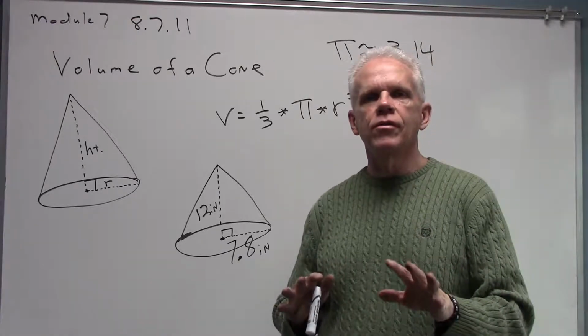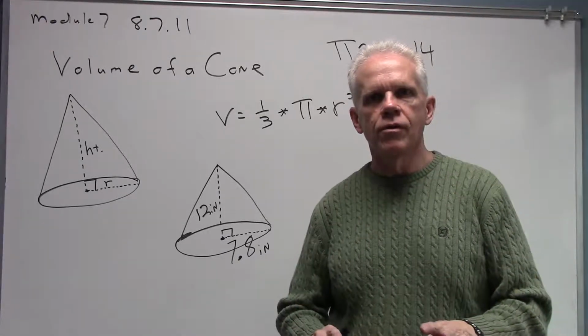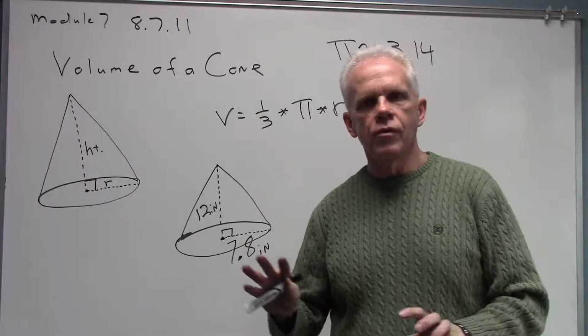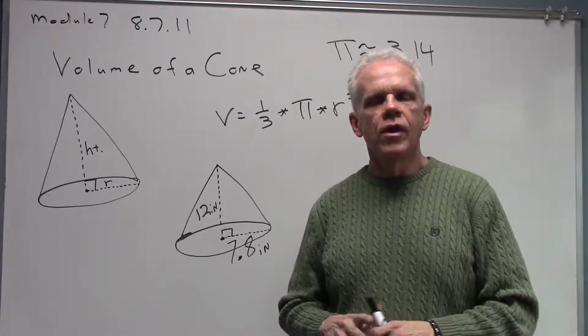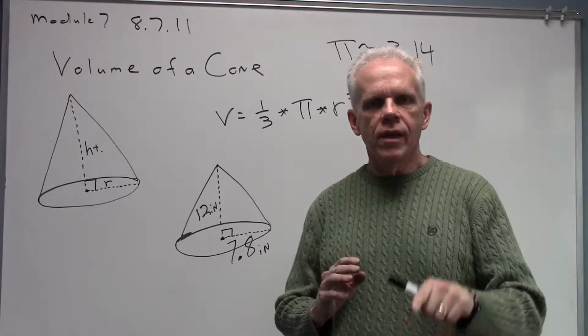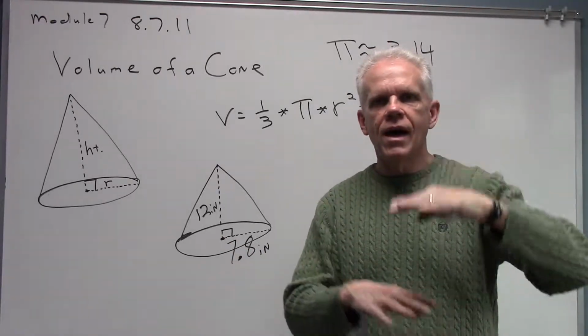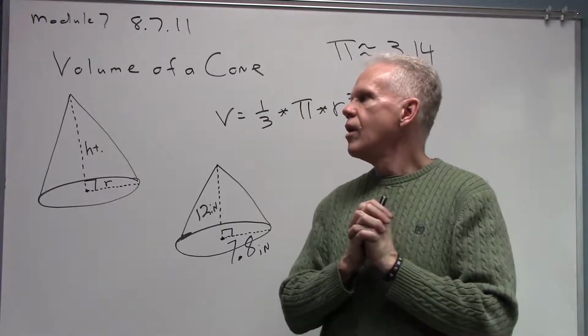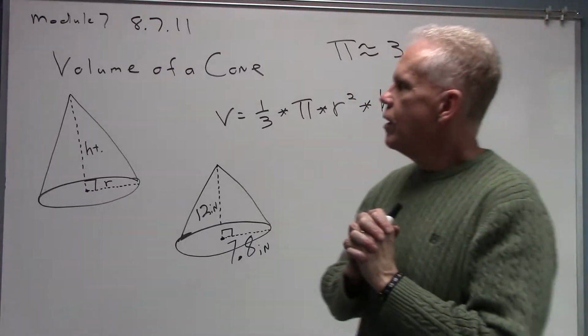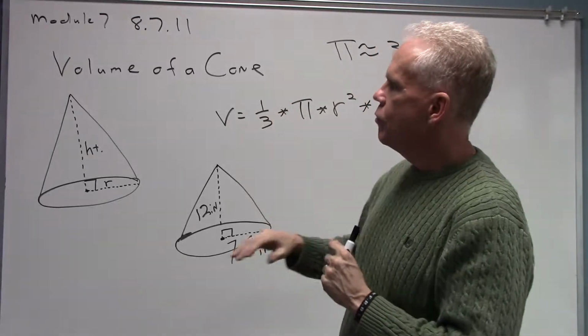We're talking about volume when we have not a flat figure, like we have with circles or rectangles or squares. We're talking about something that has length, width, height, and depth. It has all the dimensions all around it. And so the one we want to look at right now is a cone, the volume of a cone.